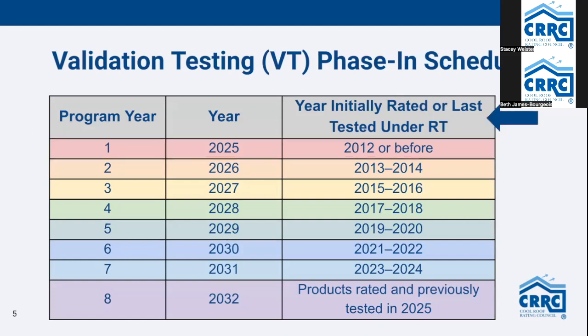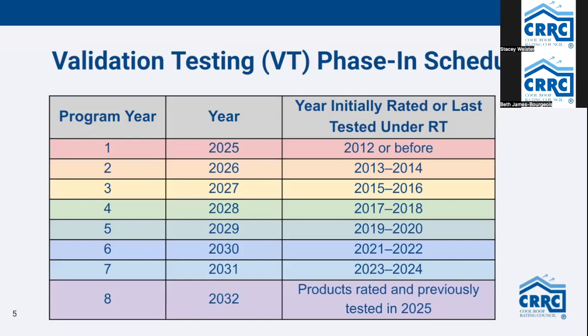On the right, year initially rated is the year the product rating was first approved by the CRRC. If the product has gone through random testing in the past, which would be more recently than its initial approval date, then that's the year that was used to determine which program year it will participate in.